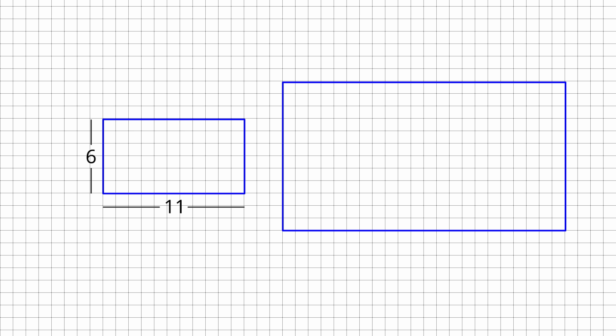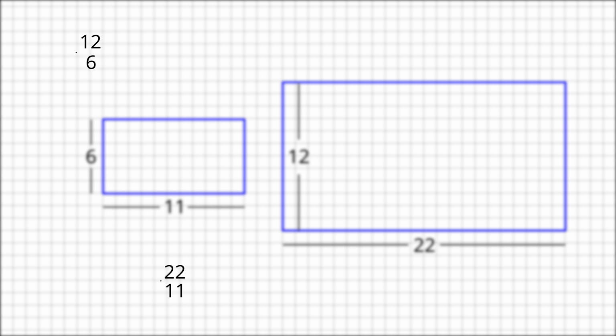The rectangle has a length of 11 units and a width of 6 units. If we double both the length and the width, then we increase the size of the rectangle by a scale factor of 2, or 2 to 1. The scale factor 2 to 1 is the ratio of the new width to the original width, and it is the ratio of the new length to the original length.